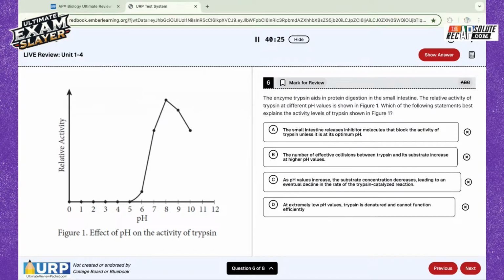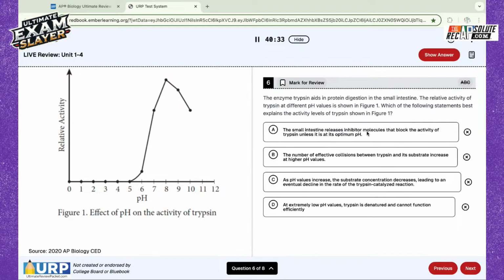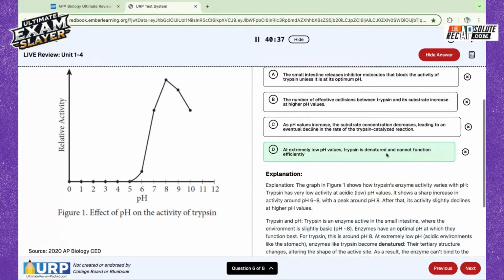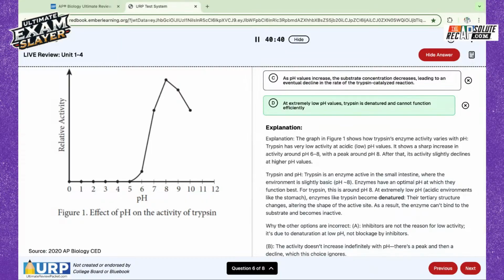So this question that we see here is actually going to be really indicative of what you would more likely see on the AP exam. This is from the 2020 CED, which is the one that's currently being used. So if we hit show answer, we can see that we're going to denature a protein.